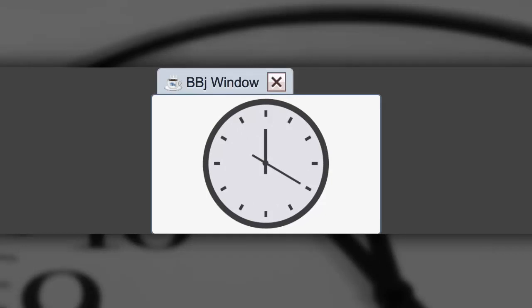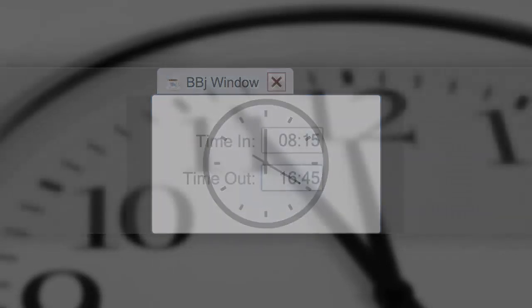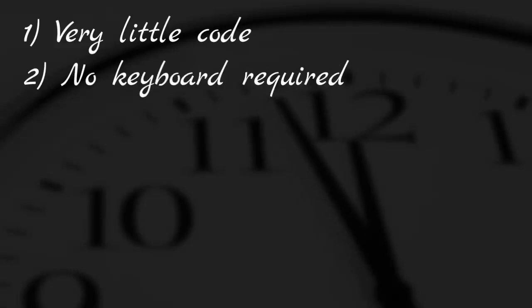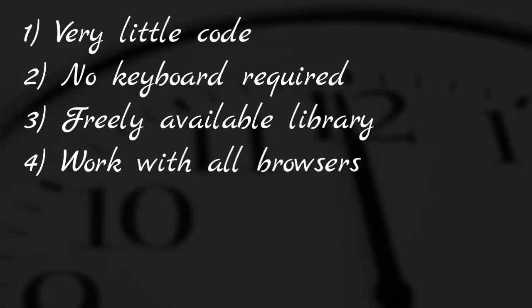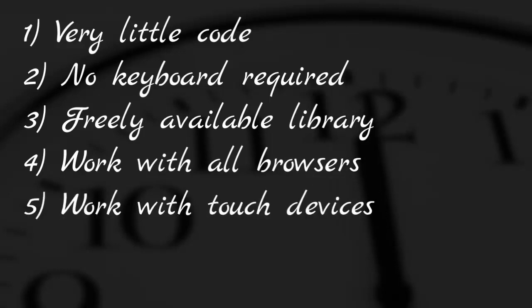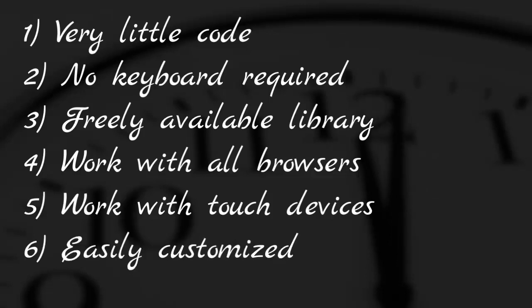Since we don't want to invest a lot of time into this, let's set some goals. 1. We shouldn't have to write a lot of code. 2. We shouldn't have to use the keyboard for time entry. 3. We should look into using a freely available library. 4. The library should work across all major browsers. 5. The library should work in a touch environment. And 6. The library should be modifiable in case it doesn't fit our expectations out of the box.